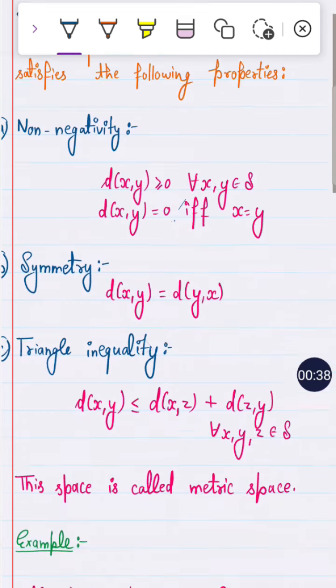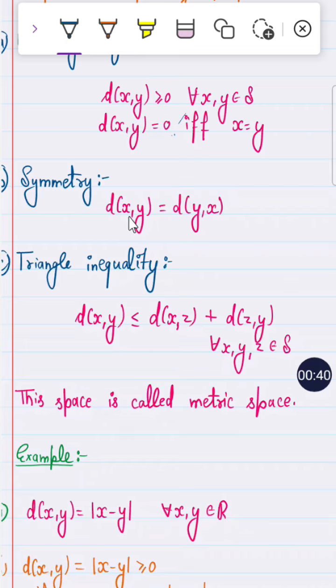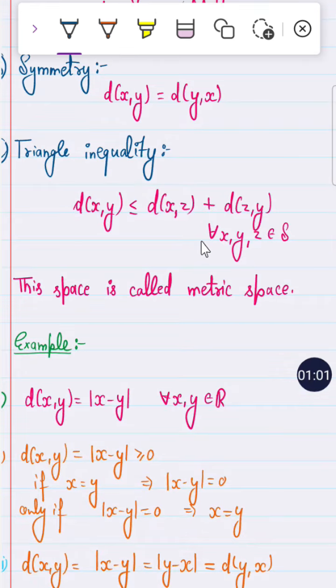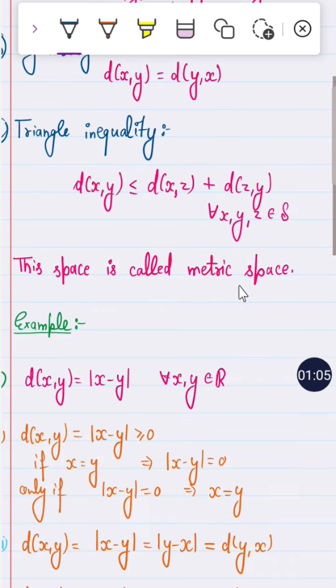What is symmetry? d of x comma y is equal to d of y comma x. What is the triangle inequality? The triangle inequality is d of x comma y is less than or equal to d of x comma z plus d of z comma y, for all x comma y comma z in S. When these three properties hold, the space is called a metric space.